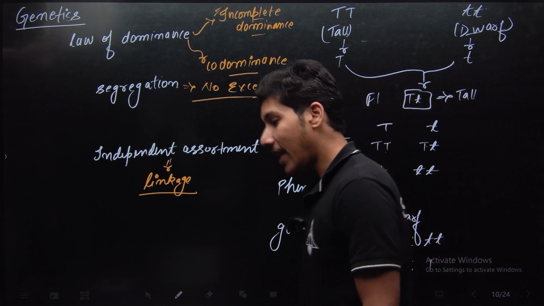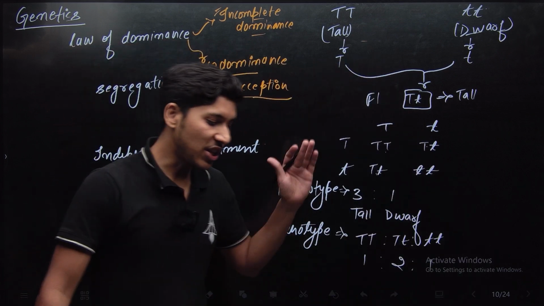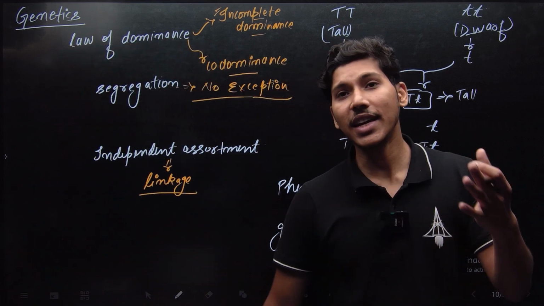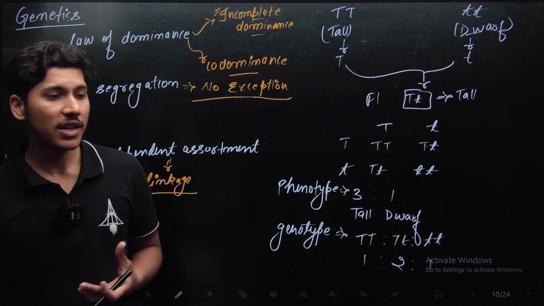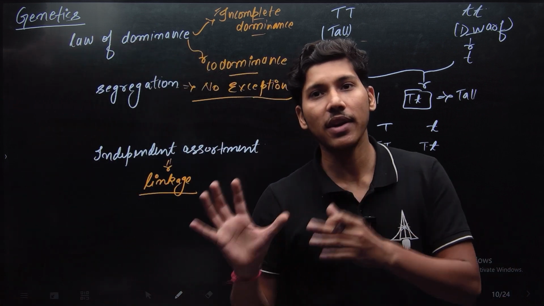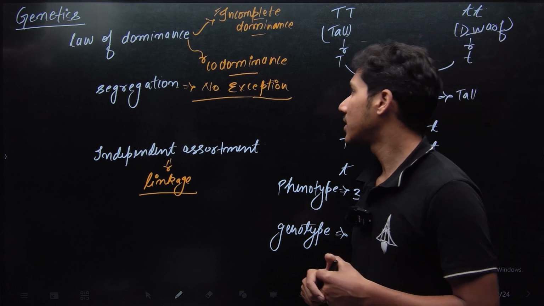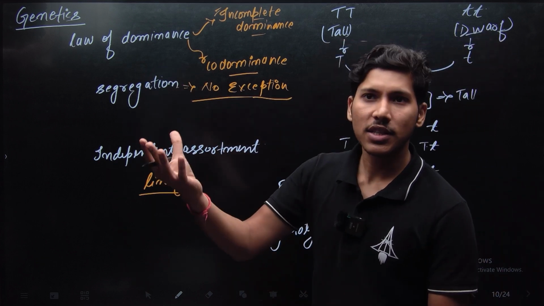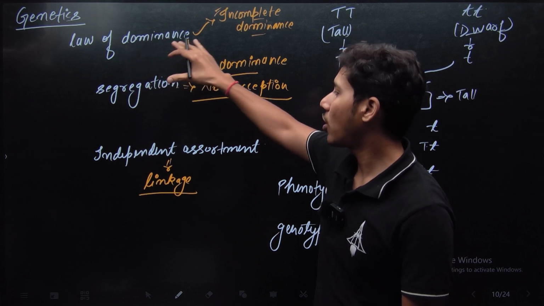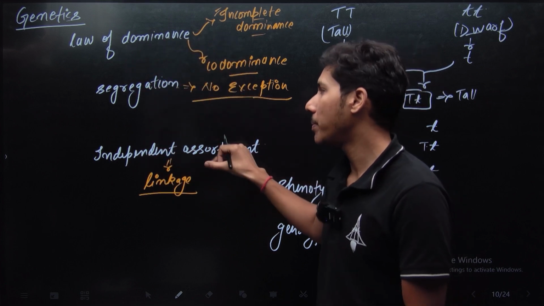Now, the next chapter, which is a very important chapter, is genetics. Genetics is something from which questions are asked every year. So that's why we have kept this chapter here and we'll study it. Okay. Now, genetics includes Mendel's laws, which are Mendel's law of dominance, law of segregation, and law of independent assortment.